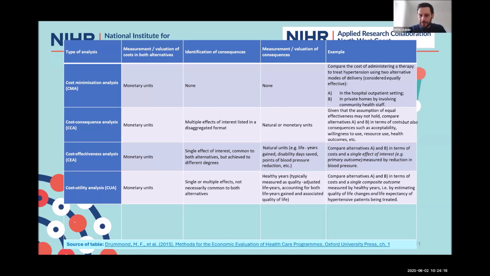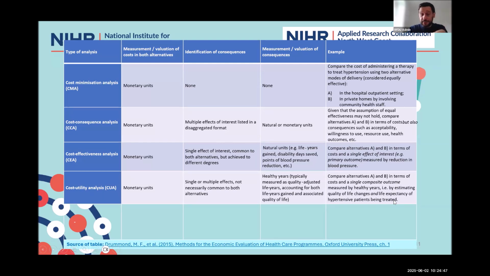I'm sure some of you will have heard of QALYs before. And they are measured as a mix of quantity and quality of life. So the healthy years account for both life years gained, so life expectancy, survival in a way, and associated quality of life. So in this case, we are looking at a single composite outcome, where we estimate the quality of life changes and the life expectancy of hypertensive patients being treated.